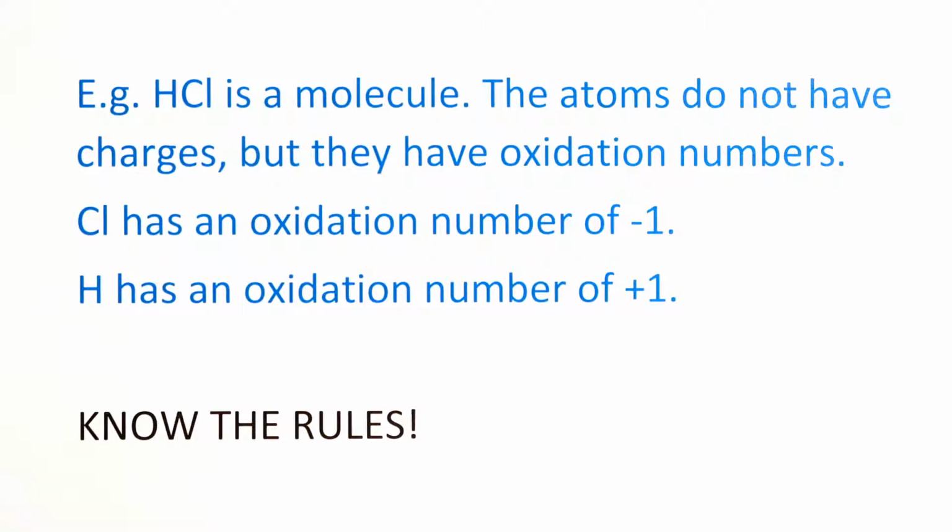So the chlorine has an oxidation number of -1, as if it had taken the electron away from the hydrogen atom. The hydrogen will have an oxidation number of +1, as if it is giving its valence electron, which is the one and only electron, to the chlorine.